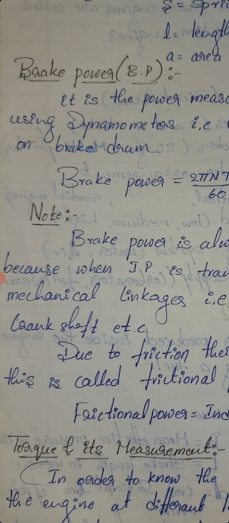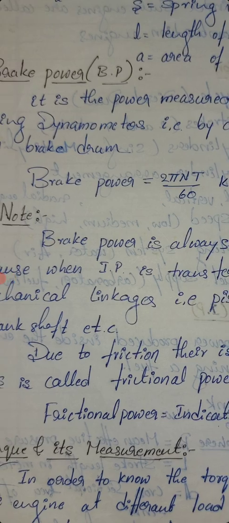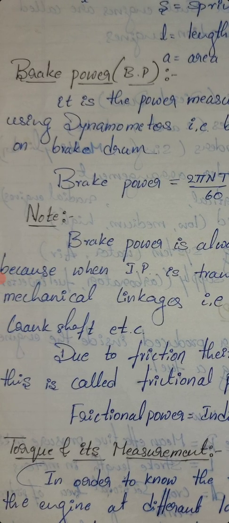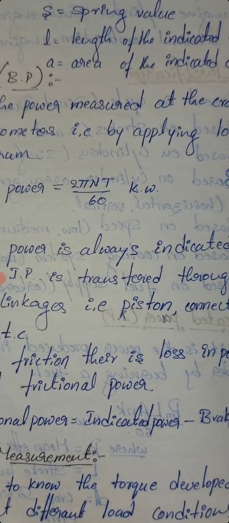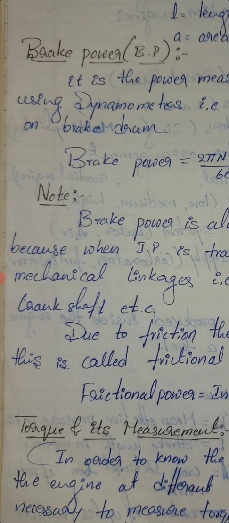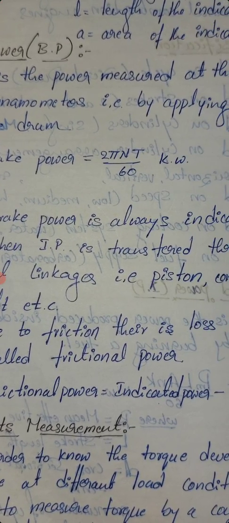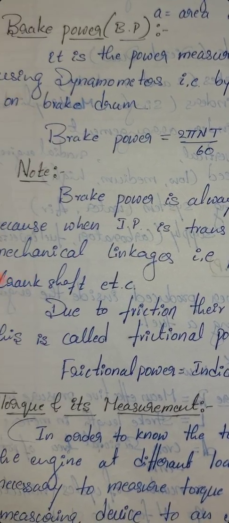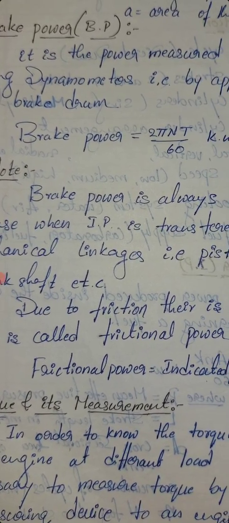If you apply the load in terms of current, it is called the eddy current dynamometer. If we apply the load in terms of hydraulic load, then it is called the hydraulic dynamometer. So these are the three different types of dynamometers we have to measure the brake power. Okay. So what is the definition? What is the brake power meant? It is the power measured at the crankshaft using the dynamometers, that is by applying load on the brake drum.